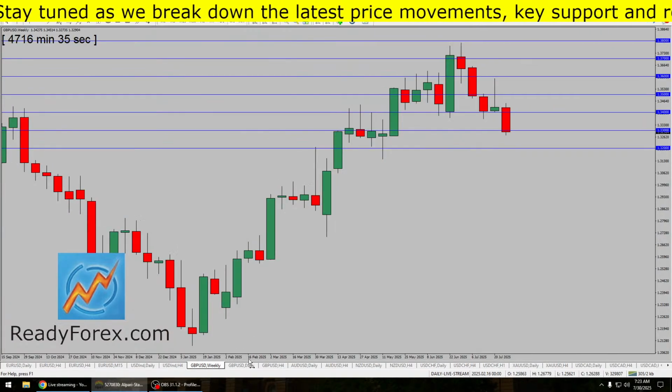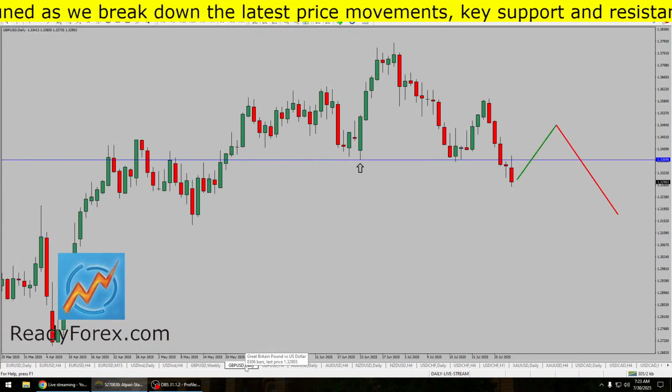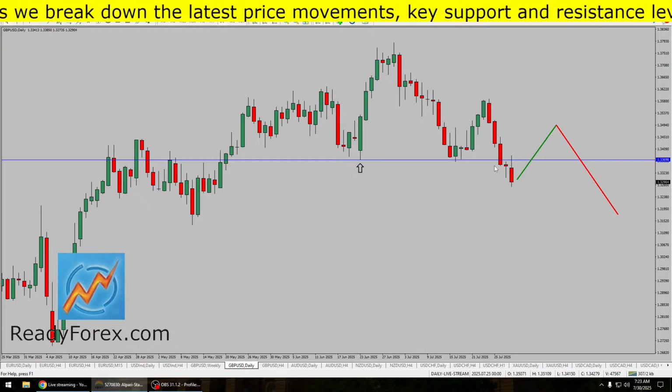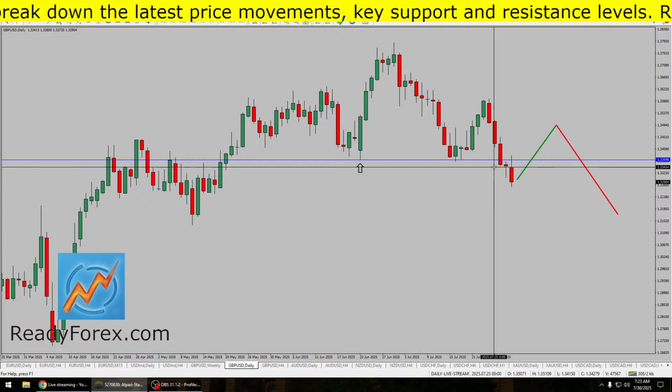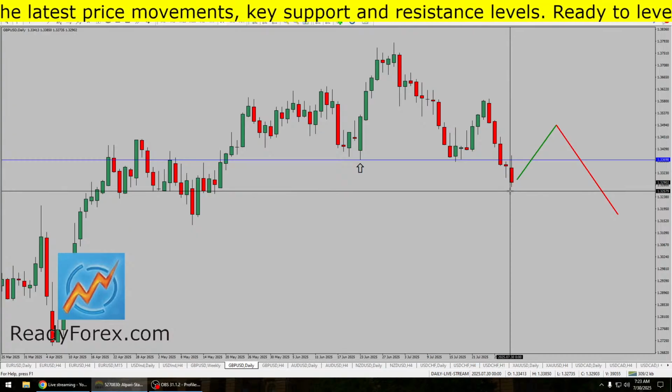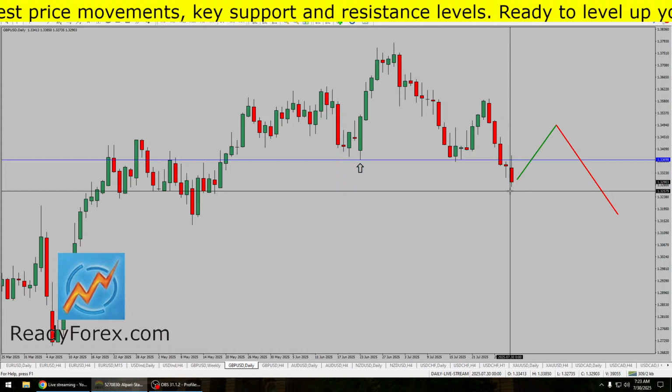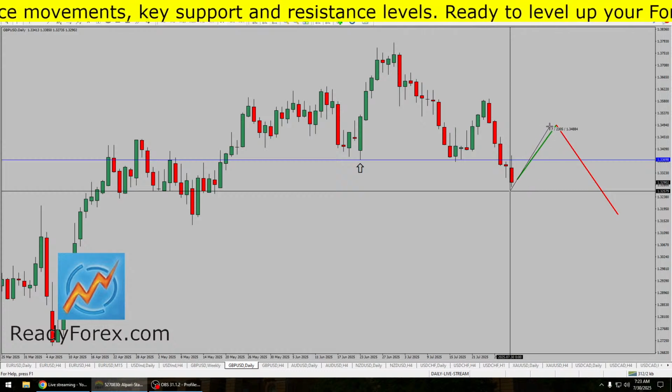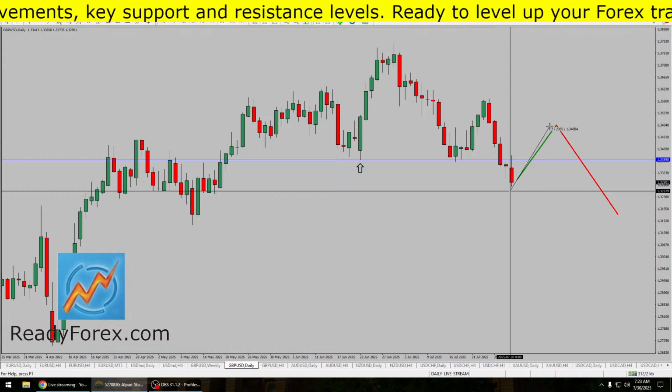Next one is the pound dollar. Now pound dollar actually took out the support level clearly. If you notice over here, this is a clear breakdown. So the way I see, GBP USD currency pair is most likely going to rise up from these lows.